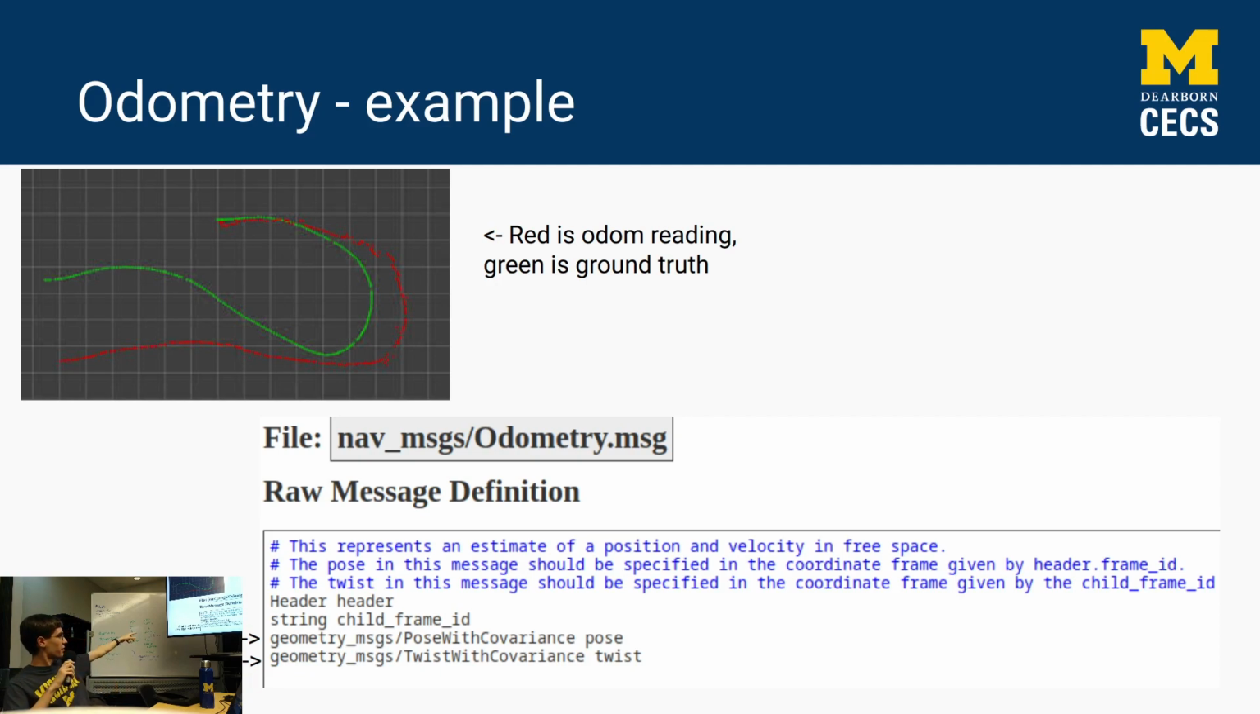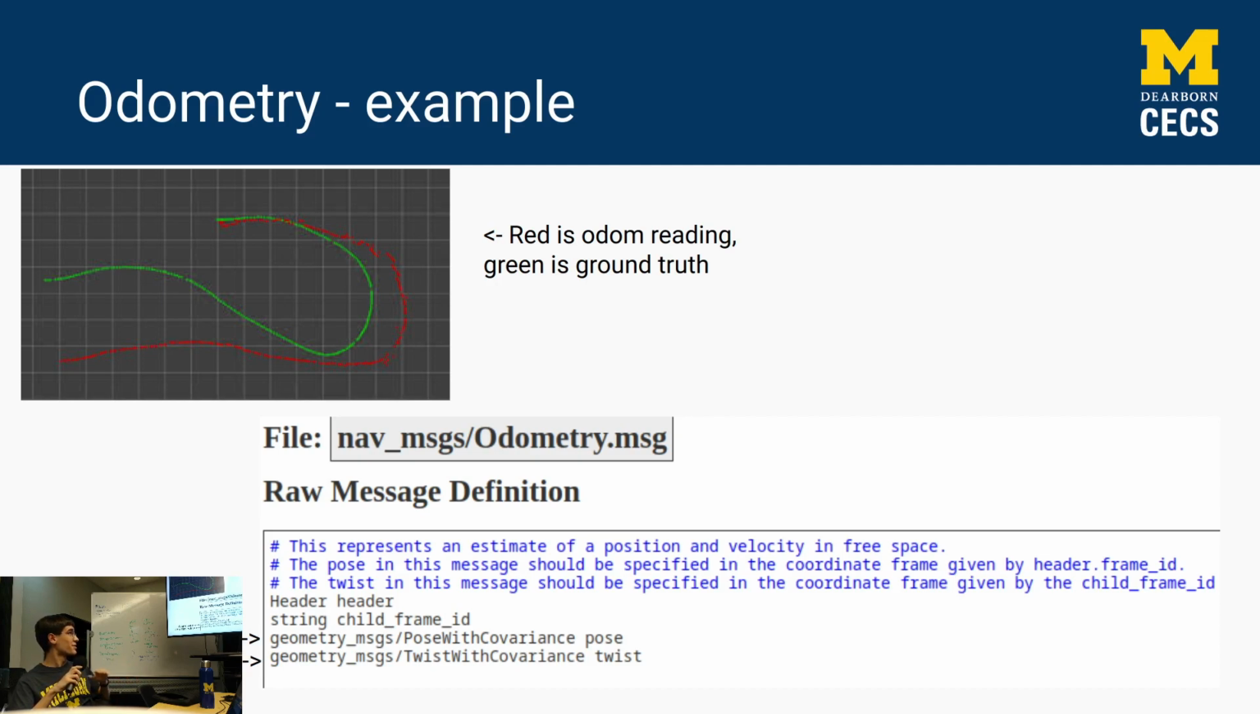And that simply has, if you see the pose with covariance member, that's just where we are at any time. And then twist with covariance is essentially your velocities. So, angular velocity, linear velocity, acceleration, that kind of thing. And so that's how ROS defines odometry.